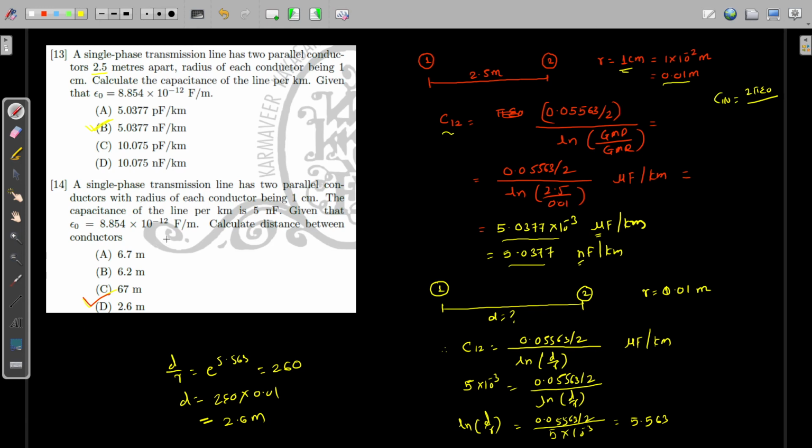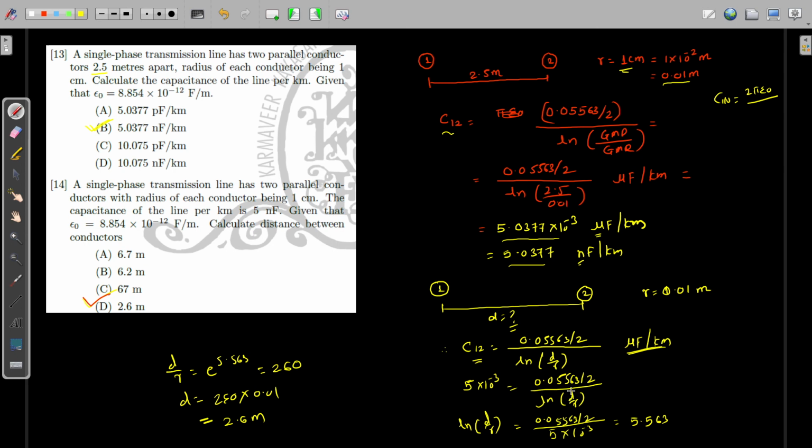Similar problem is given here. The same problem is given, but here the value of the capacitance is given and the distance is to be calculated. That is, this distance is not known, but the capacitance value C12 is given. So the capacitance between the two conductors is 0.05563 divided by 2, but this C12 value is given as 5 nanofarad. So I have to take 5 into 10 raised to minus 3 because this formula is for microfarad per kilometer.